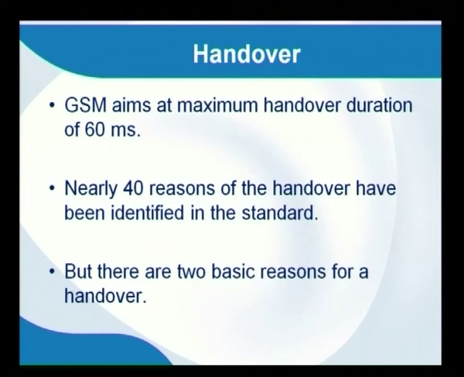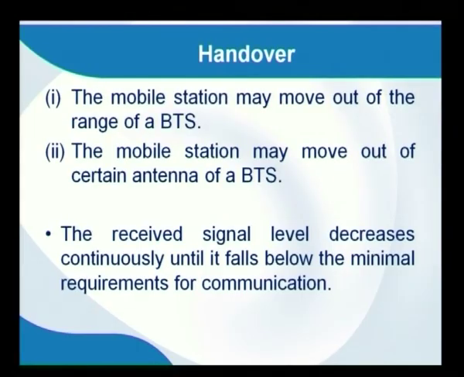The standard discovered nearly 40 reasons for the handover to occur, but we have two major reasons. The first one is that the mobile station may move out of the range of a BTS, that is, a mobile station is connected with a base transceiver station. In the architecture, the mobile station is connected with a base transceiver station, that is nothing but the cellular tower, and that cell phone tower is connected with a base station controller, referred to as BSC, and many BSCs are connected with the mobile switching center. This is the architecture of a GSM network.